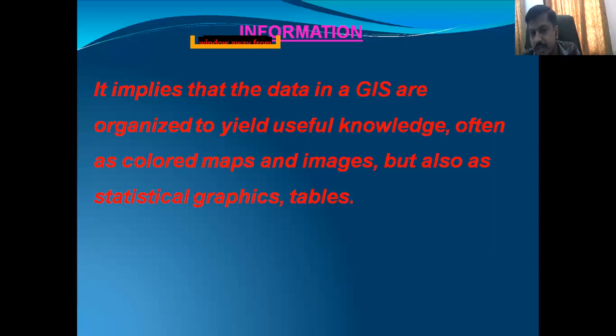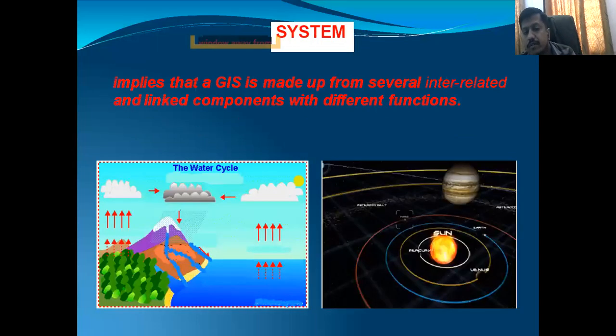Information: what is the meaning of this word? It implies that the data in a GIS are often organized to yield useful knowledge, often as colored maps and images, but also as statistical graphics or tables. So we have to convert whatever information we are getting in the simplest way.